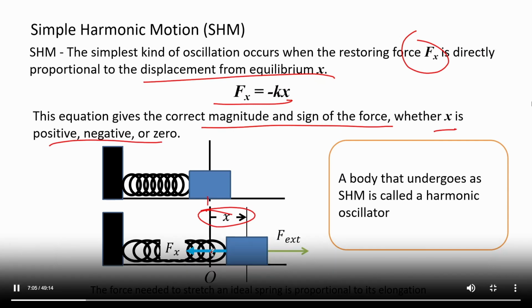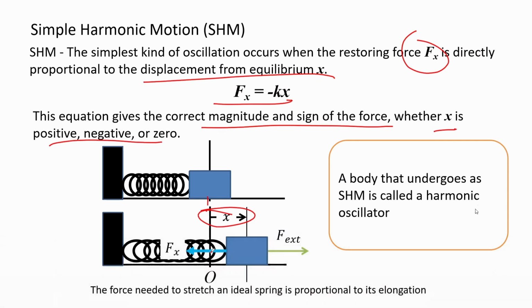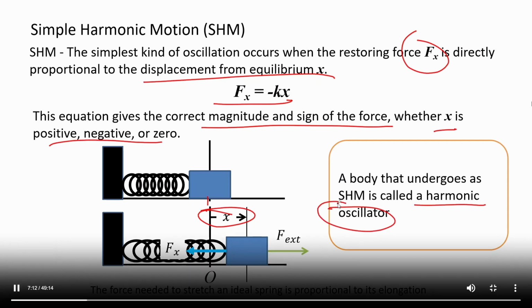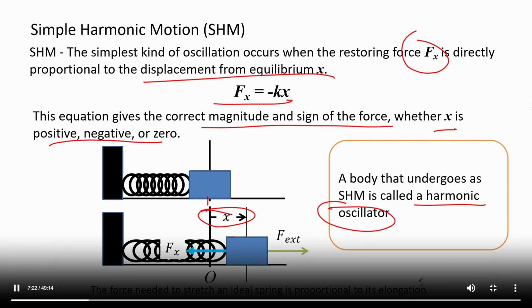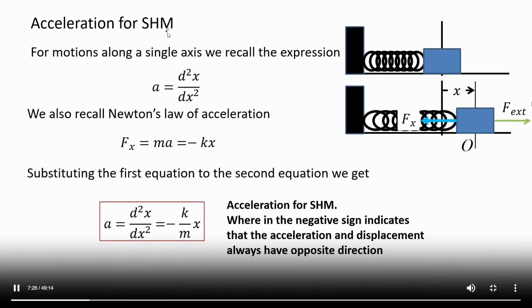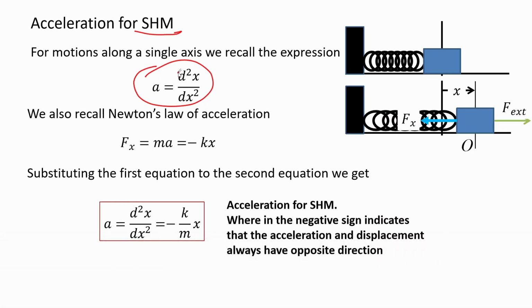A body that undergoes a simple harmonic motion is called a harmonic oscillator. The force needed to stretch an ideal spring is proportional to its elongation, which is the stretch. Let's look at the acceleration for simple harmonic motion. For motions along a single axis, we recall the expression a is equal to d squared x over dt squared, which is the second derivative of the displacement x.